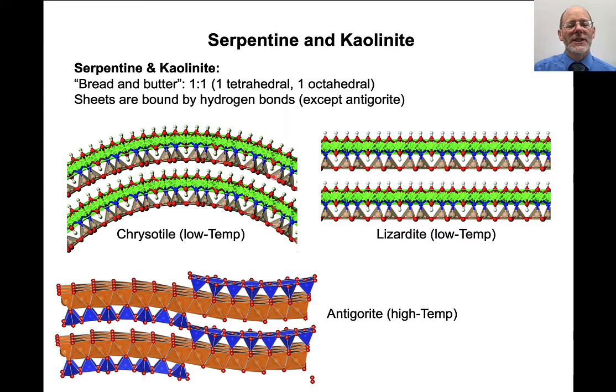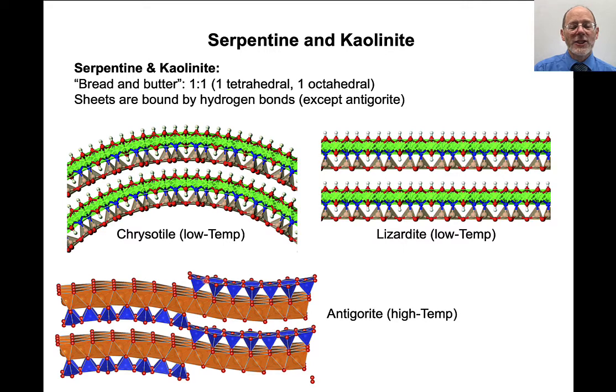So here, for example, are the structures for chrysotile serpentine, lizardite serpentine, and antigorite serpentine. And you can see that they have tetrahedral sheets and octahedral sheets, but no tetrahedral sheet sitting up here. They're not micas or TOT structure. These sheets are held together with hydrogen bonds, with the exception of antigorite. There are hydrogen bonds in here, but there's also a direct connection between the sheets.